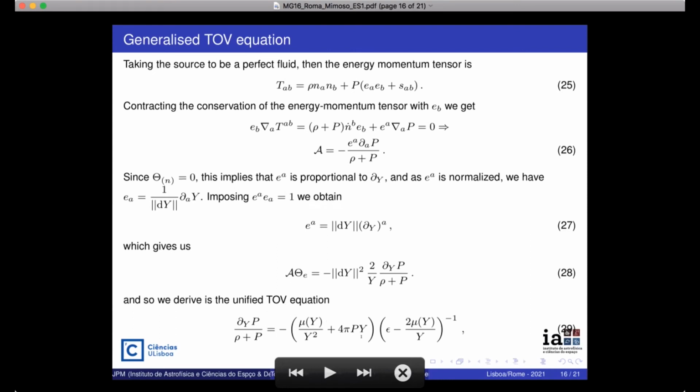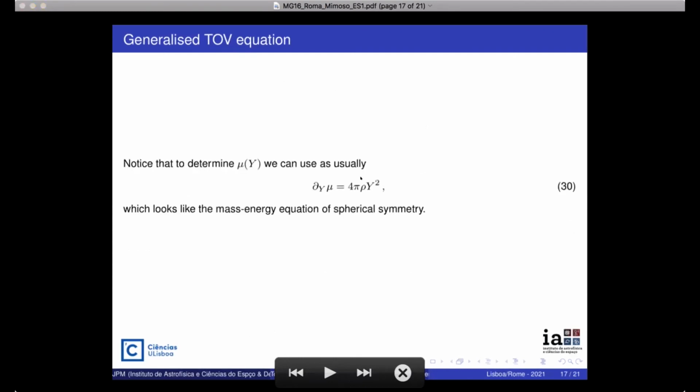So this is a general equation for open models, and obviously we can also. Jose, you have 10 minutes, including questions.